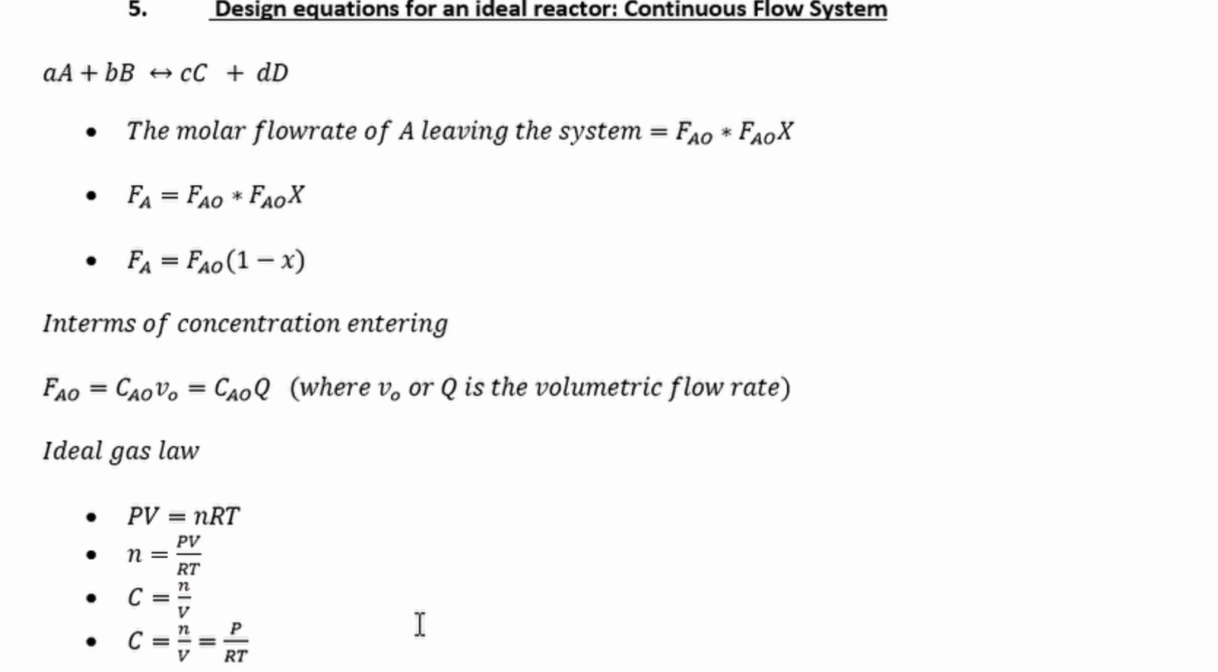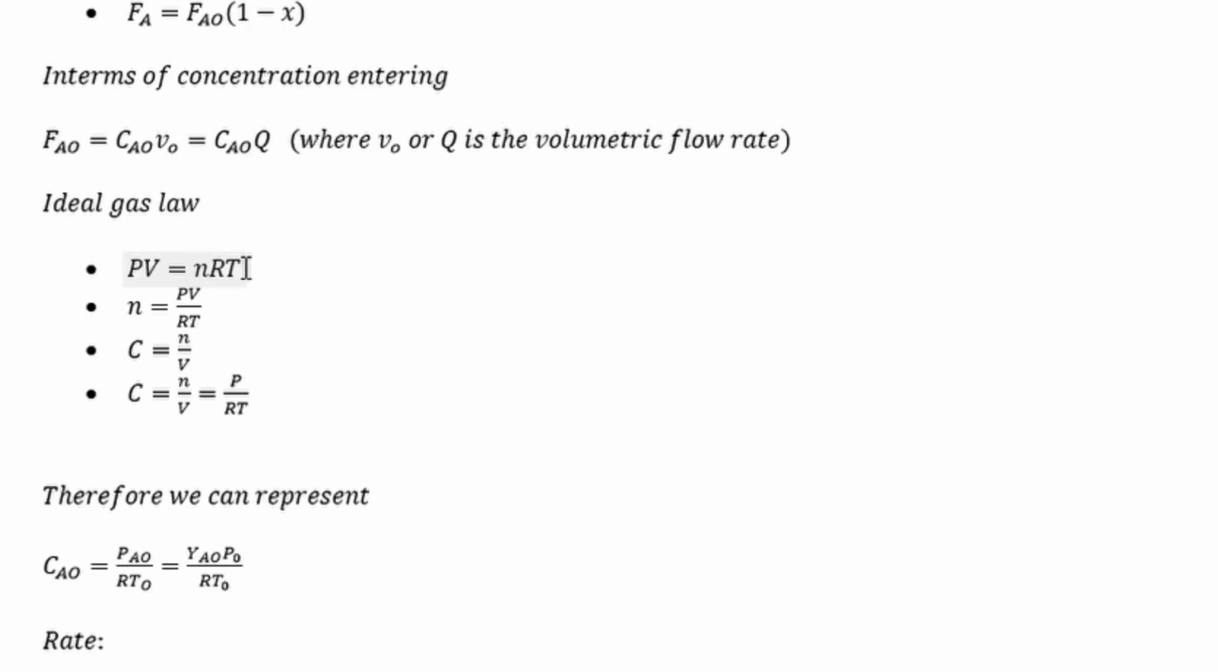For a continuous stirred tank reactor or continuous flow, we can also explore different equations. In this case, instead of using N, we are using molar flow rates. In this expression, we'll use F. And FA simply is the molar flow rate of A leaving the system, and FA0 is the molar flow rate of A fed into the system.